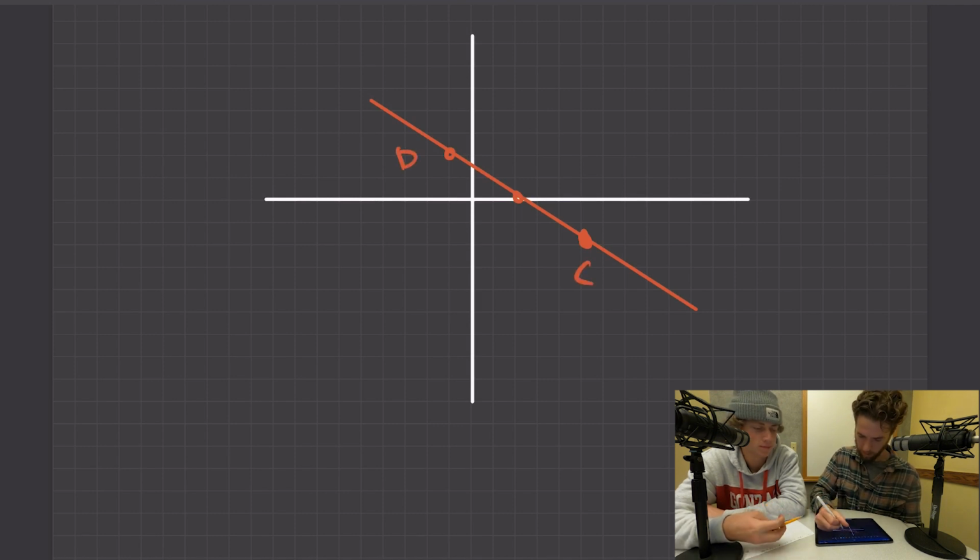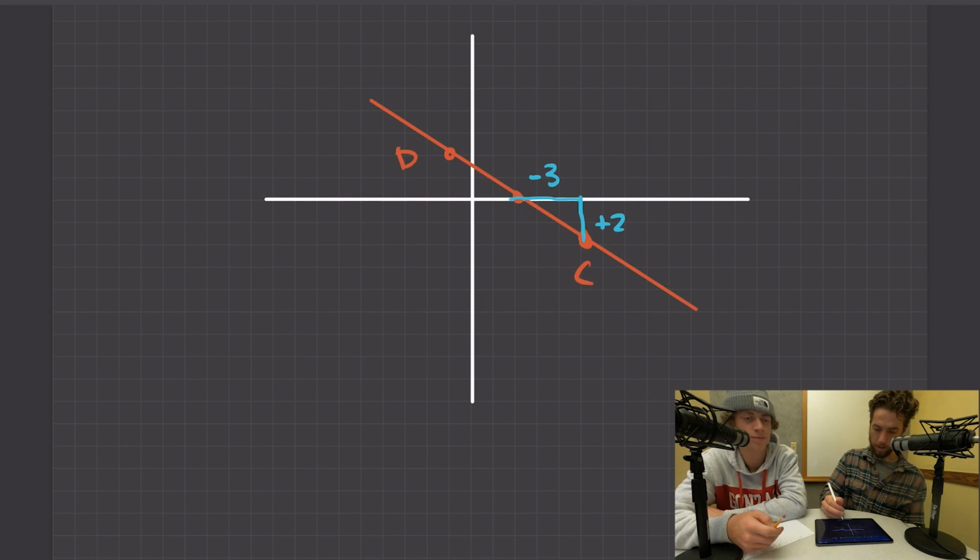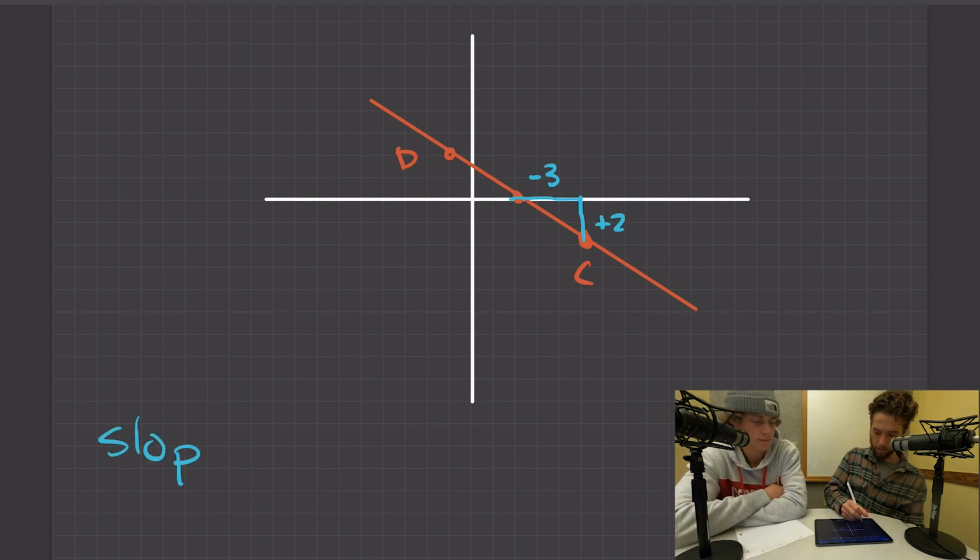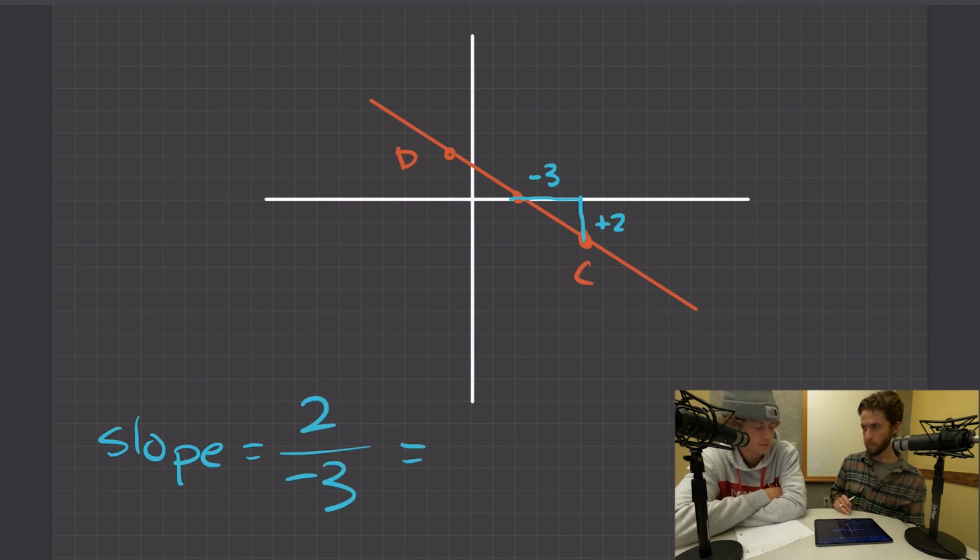So you said up 2 over 3. So yep, that's up plus 2 to the right or left? To the left. So positive or negative 3? Negative. Okay, so we could say our slope is equal to rise over run, or our change in y over our change in x. Yeah. 2 divided by -3. Whenever there's a negative, it just throws me off. The negative's a little weird.